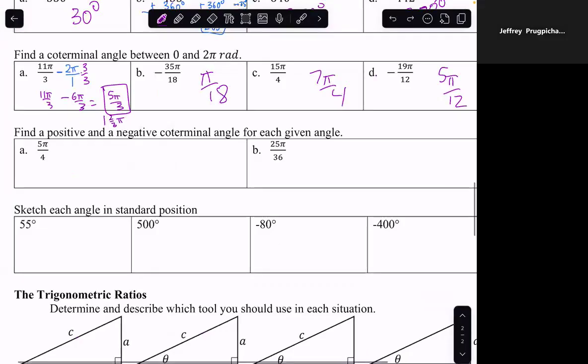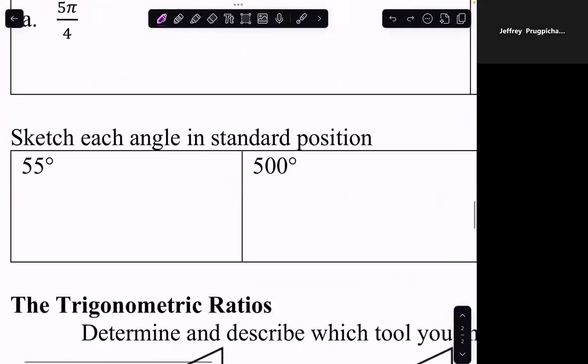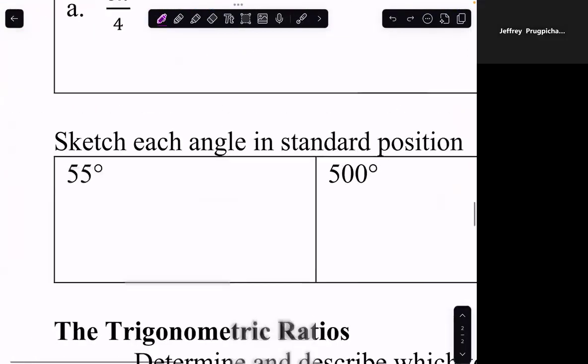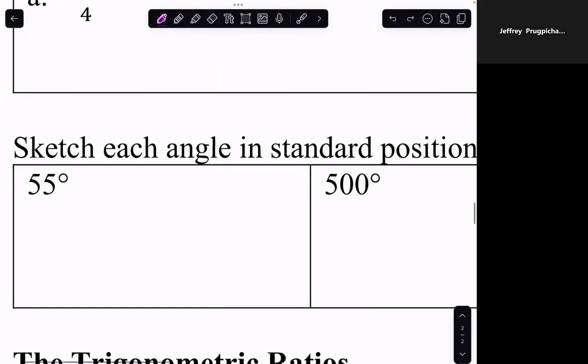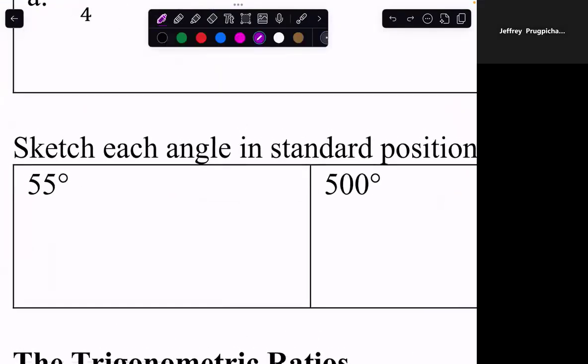Let's skip the next section and go to this last one. Sketch the angle in standard position. For this one, we're not going to do a circle. We're just going to draw the axes. We can start with just the regular XY axes.